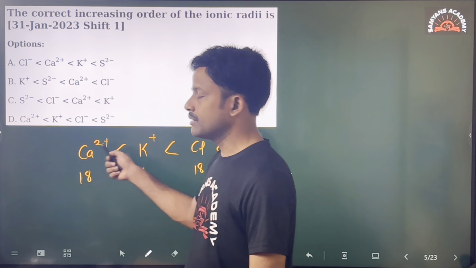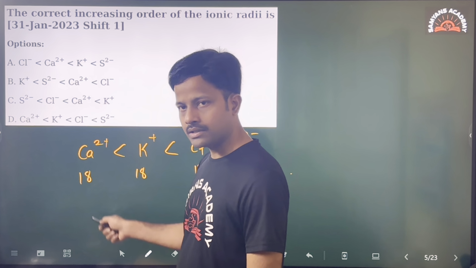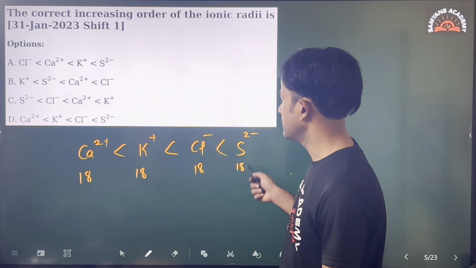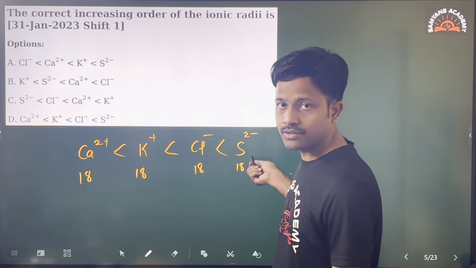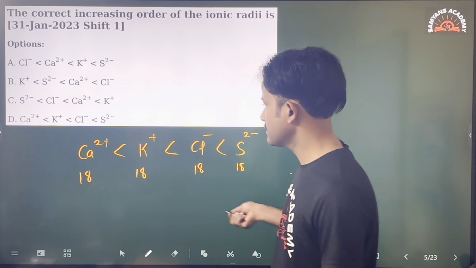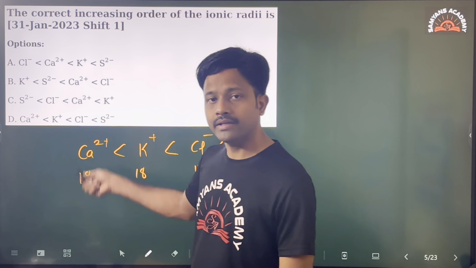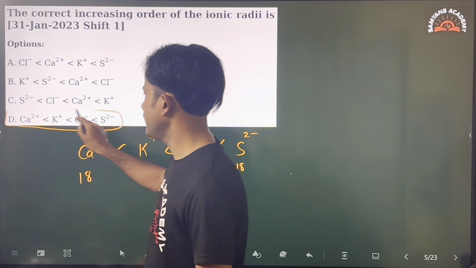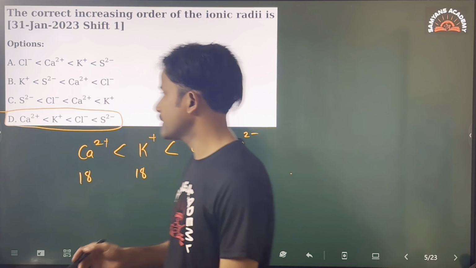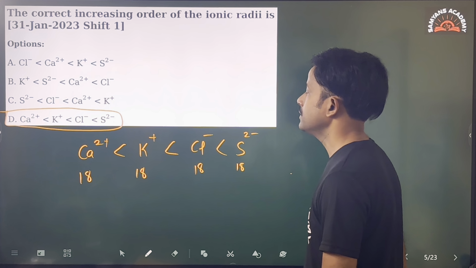So calcium loses 2 electrons, so its size decreases. Sulfide gains 2 electrons, so its size increases. So which one is the right option? Option D is the right option. Is it clear, everyone? Okay, then move on to the next question.